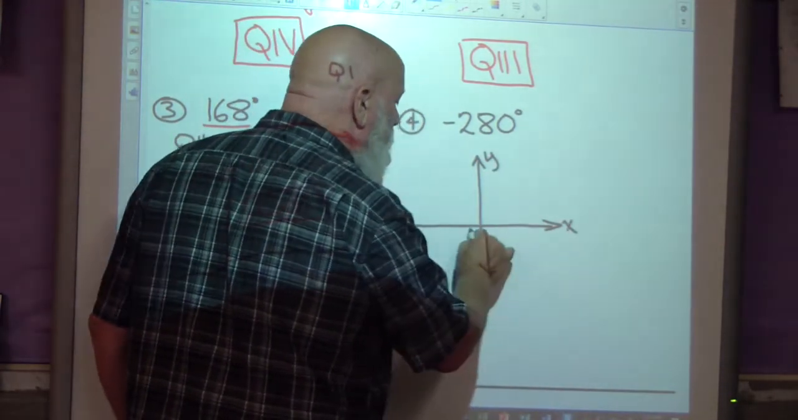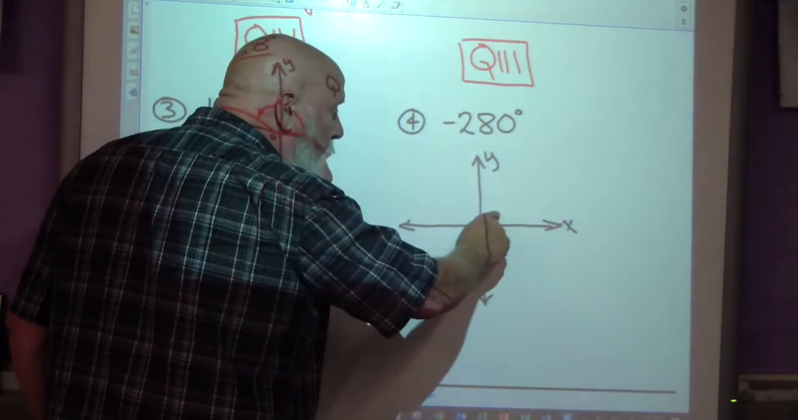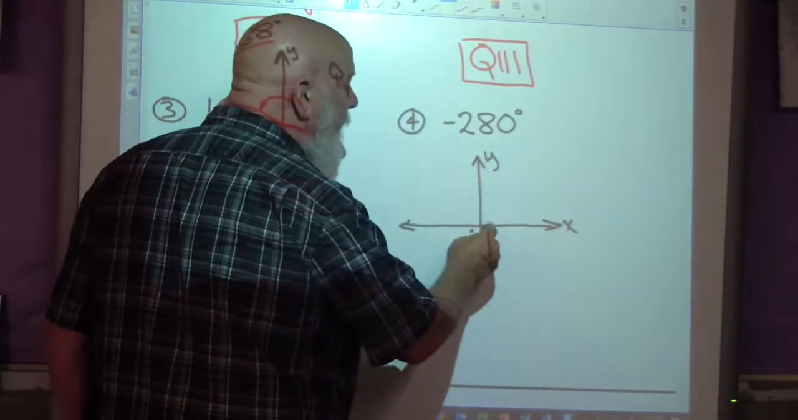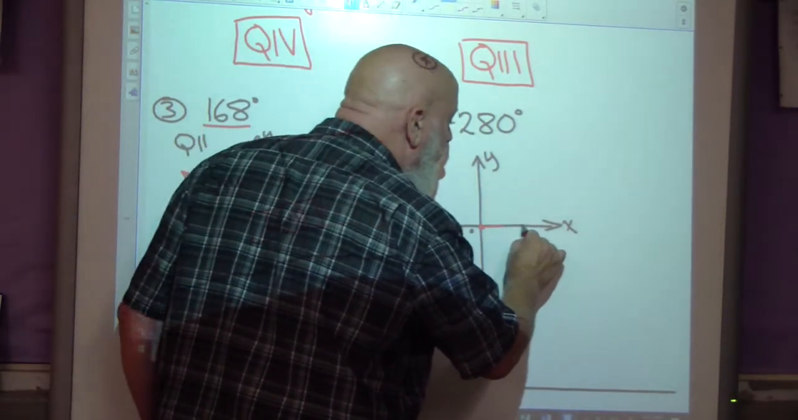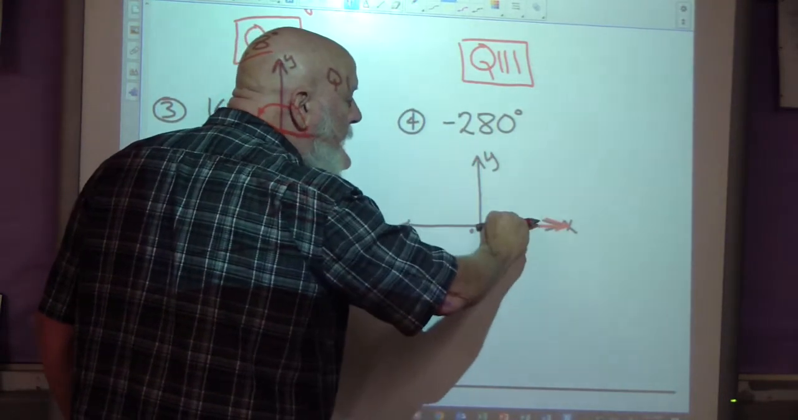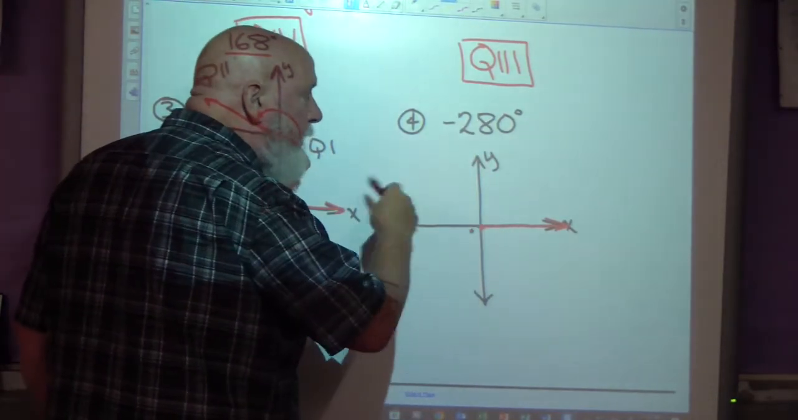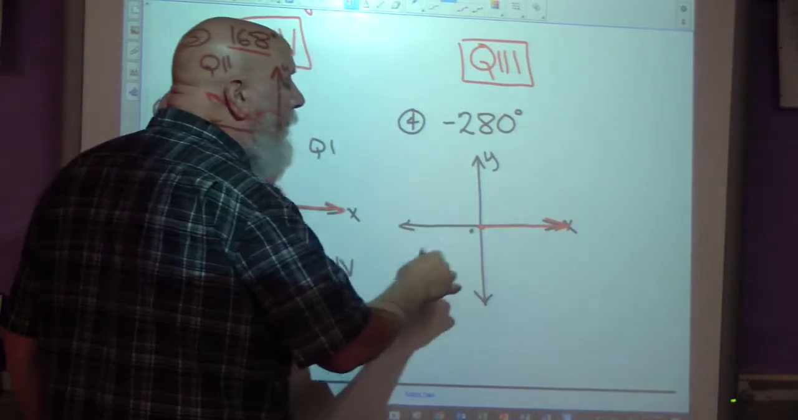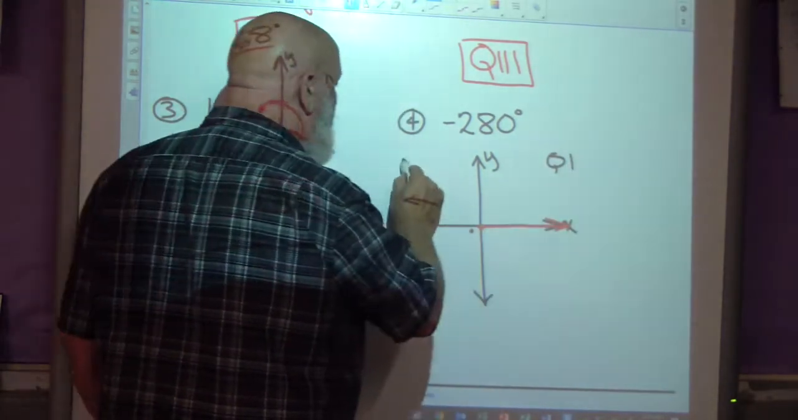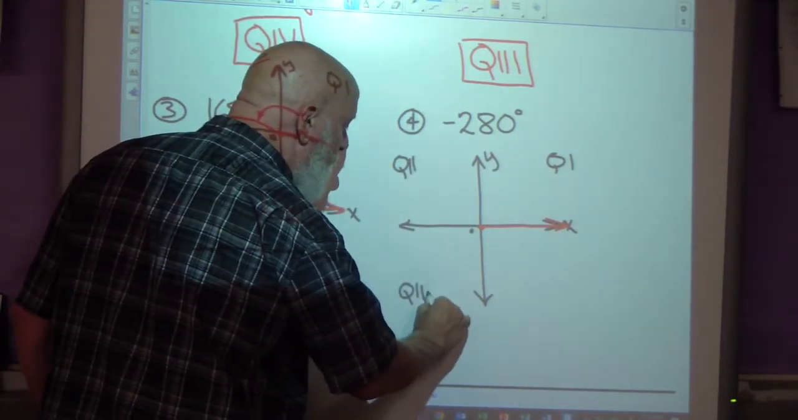Y-axis, x-axis, origin, Cartesian coordinate plane. You know, you have coordinates on there, 1, 2, 3, 4, 5, and so forth. We're just rotating. There's my initial side, positive x-axis. I'm going to rotate in a negative direction, so I'm going to be rotating like this. Now I'm going to just keep counting until I get in the range of 280 degrees and then figure out what quadrant I'm in. Remember, this is quadrant 1, quadrant 2, quadrant 3, and quadrant 4.